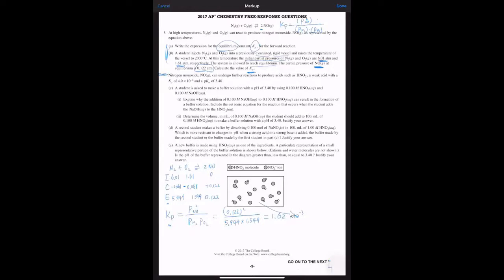For question C, the students are asked to make a buffer solution by using the acid and the hydroxide solution. A buffer solution typically includes a mixture of a conjugate acid and base. That is the key component of the buffer, so you need to have a conjugate acid and base. In this case, the acid is HNO2.